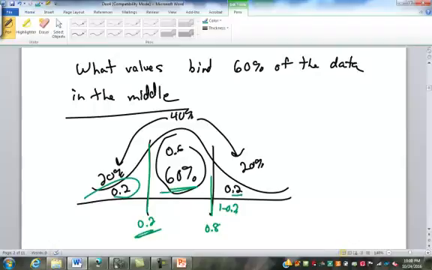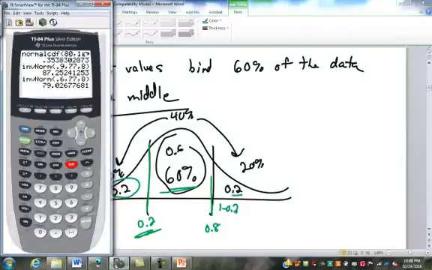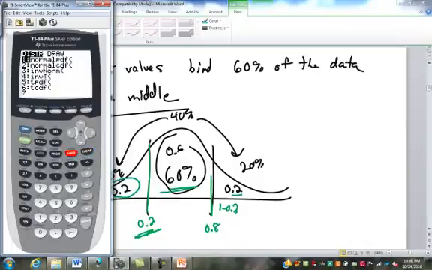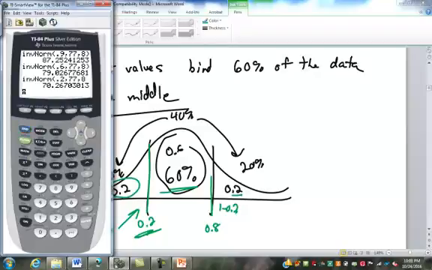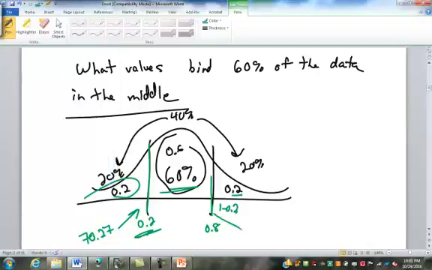So now we have to do an inverse normal to find the 20th percentile, or 0.2. Second distribution, inverse normal, 0.2, comma, 77, comma, 8. I'm going to purposely forget my parentheses, close my parentheses, and it still works out. So 70.27 is that value. Over here for the 0.8, second distribution, inverse normal, 0.8, comma, 77, comma, 8. I'll close my parentheses this time just for good form. 83.73 is this value.